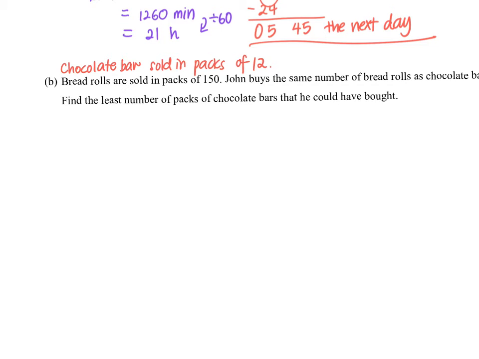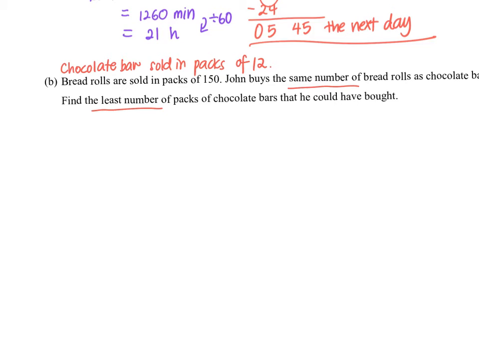Is 150 divisible by 12? No, right? You don't get a full nice number, correct or not? It's not an integer. So in this case, they want to buy the same number, so I must buy more. They say least common, to have bought together. So I'm looking for the LCM.